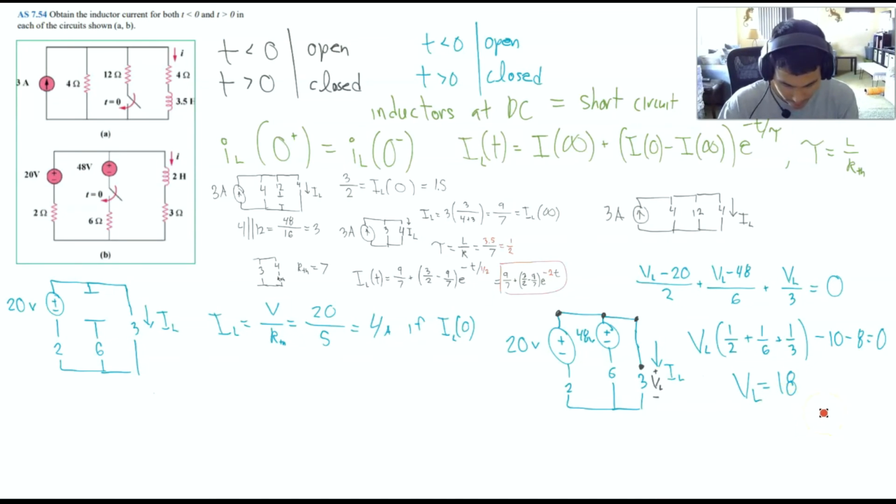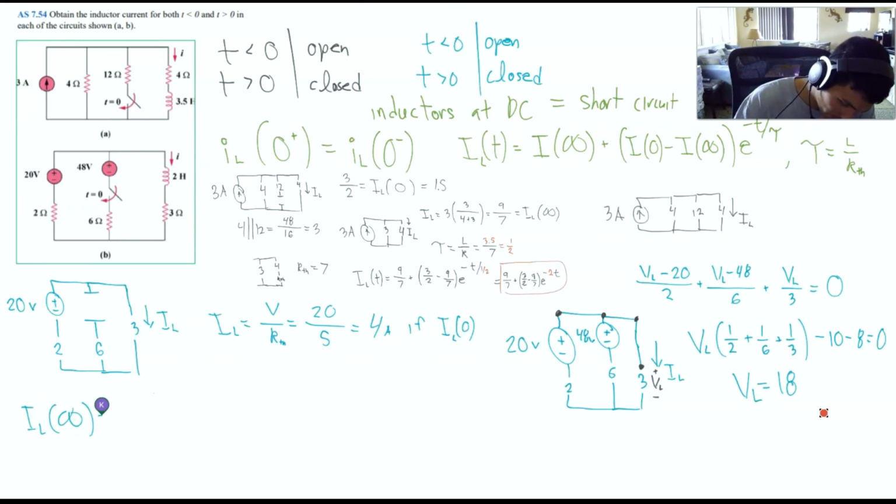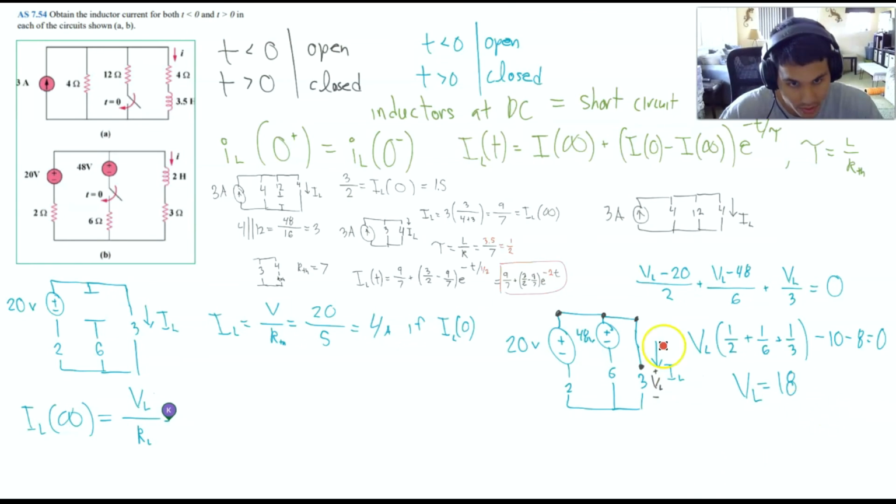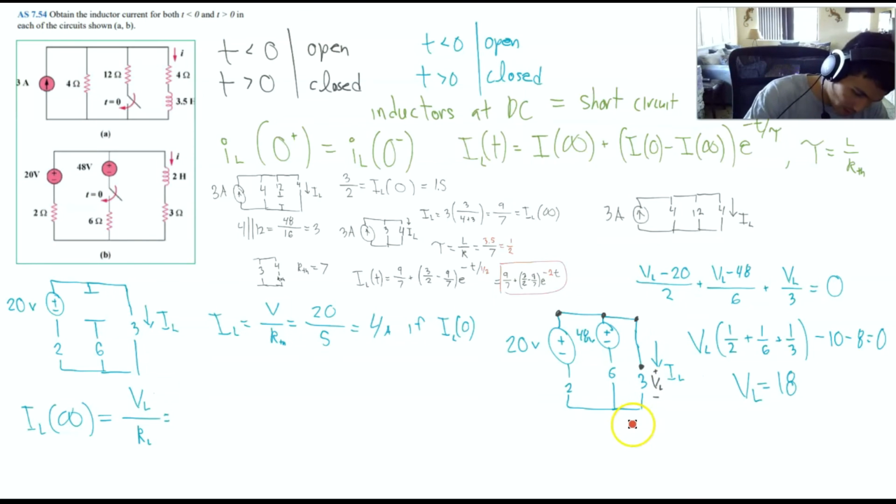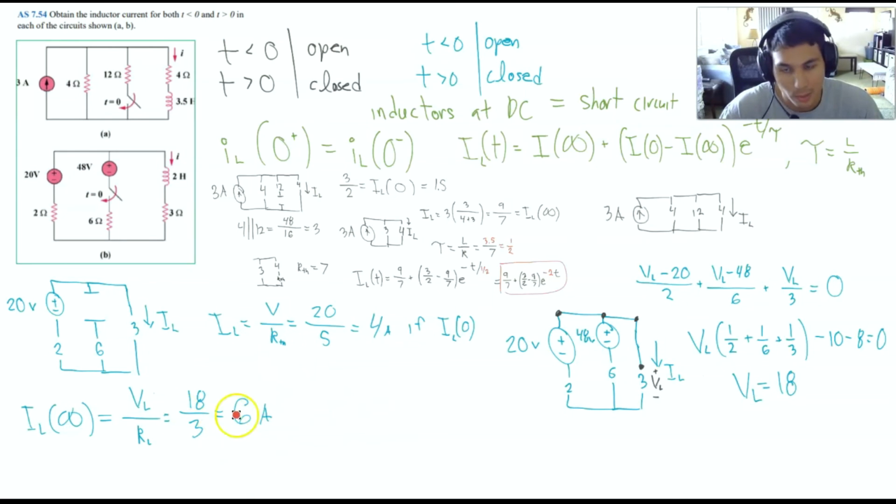Okay. So IL of infinity, that's what we want, is equal to VL divided by RL. And RL is just the resistance right here. Okay. So it's 18 divided by 3, which is 6 amps. Okay. Look at that. We're almost all done with this. We just need to find tau.